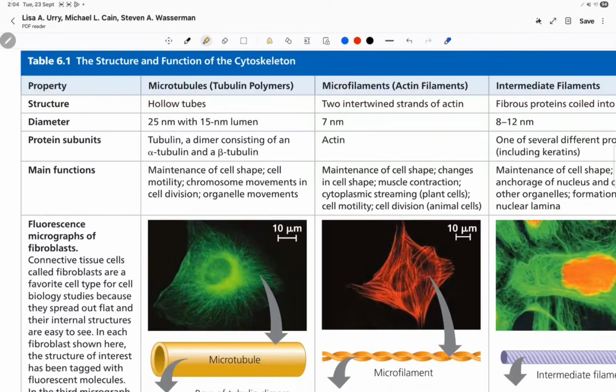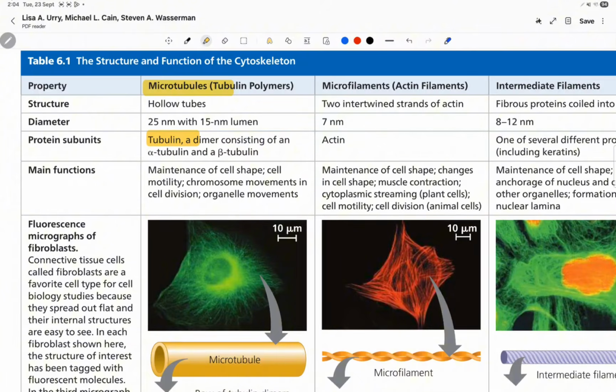And here are the different classes of cytoskeleton. Let's start with the microtubules. Their protein is going to be called tubulin, and their job is to maintain the cell shape, the cell movement, the movement of the chromosomes when the cell divides, and also when the organelles move.